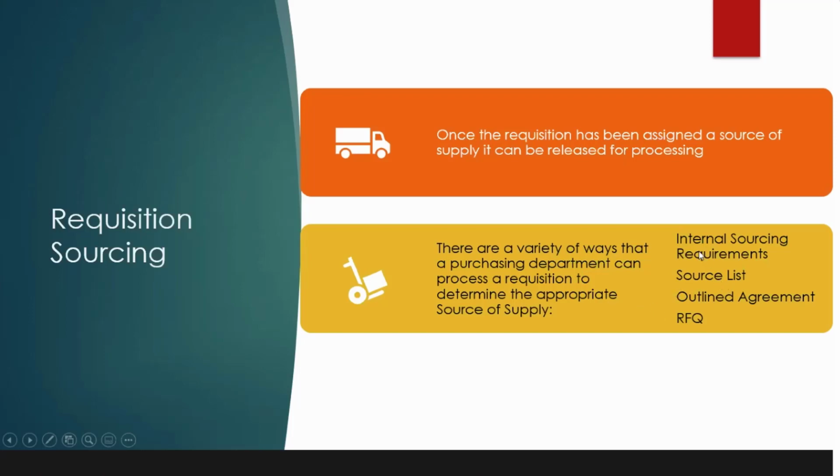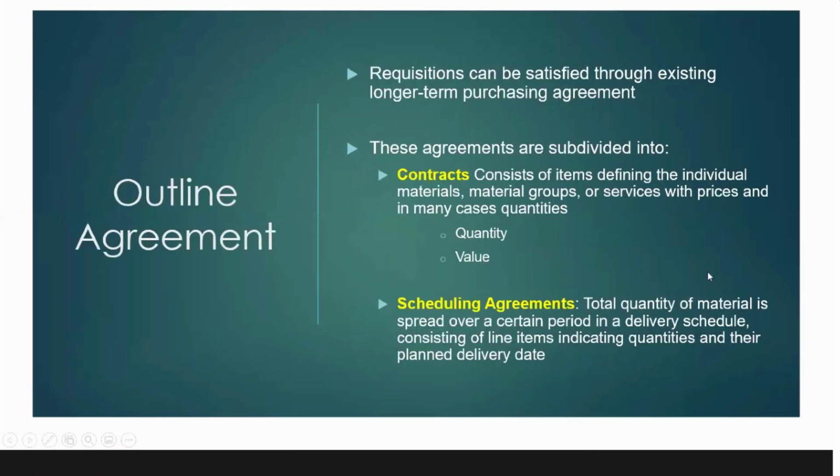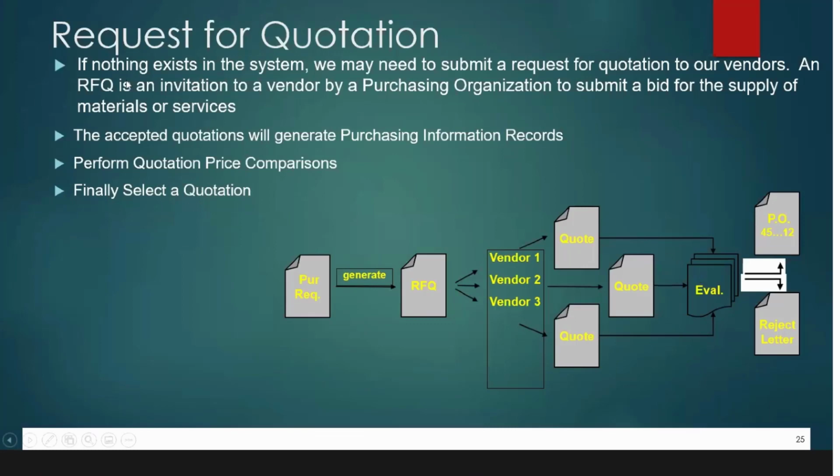Also, you can ask for a request for quotation where you cannot find anything. You cannot find internal sourcing. You cannot find a source list, no vendor in your database. You cannot find any outline agreement, and then you will see you can do RFQ, request for quotation. Okay, this means request for quotation is like asking the companies to make you an offer.